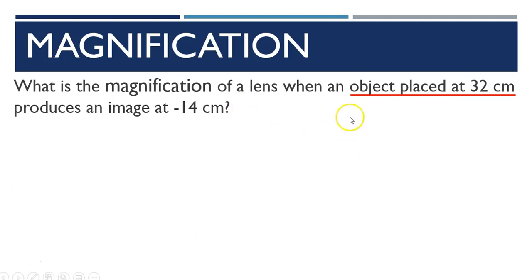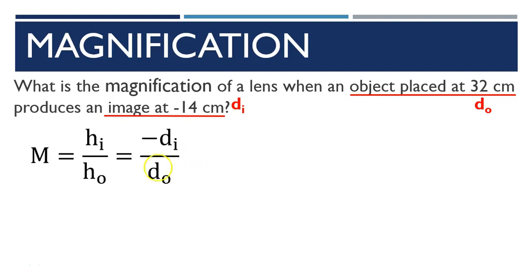So the first thing that we're going to do is to, again, look at our givens. The object is placed at 32 centimeters, that's our DO. The image is produced at negative 14 centimeters, that's our DI, and we're looking for magnification. So the only equation you have for magnification is this one, M equals HI over HO equals negative DI over DO. When you've got 2 equal signs in the equation, basically that means that all 3 of these things are equal to each other. If you have all of them, I suppose you could use all of them, but you don't need all of them.